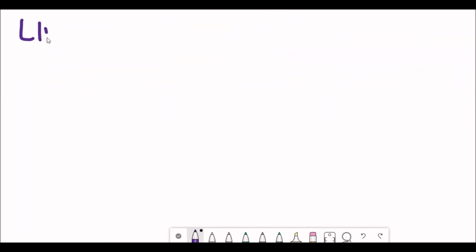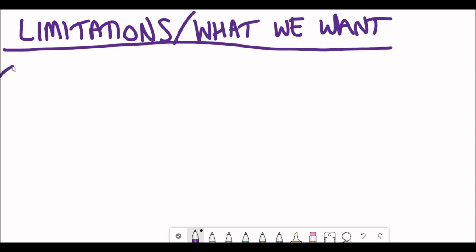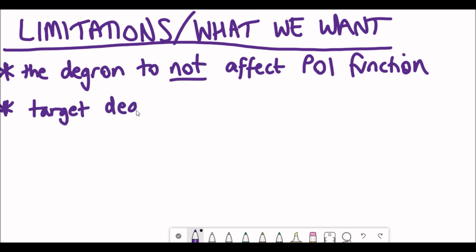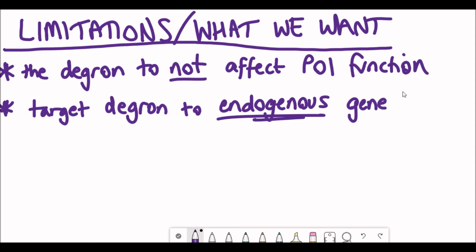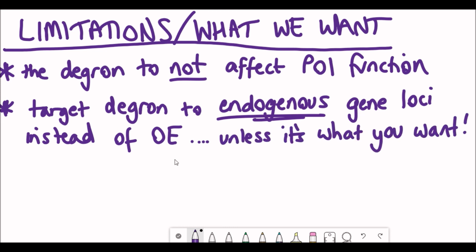Okay, so what are the limitations then? Well, I've actually kind of introduced a couple of limitations along the way. But firstly, leading on from what I was just saying, we don't want this degron to actually affect the function of our protein of interest. That wouldn't be ideal. Secondly, the target degron at the moment is often used in exogenous genes and factors that may be overexpressing this protein. So the idea would be to get the degron to the endogenous gene loci. It depends on what you want to do anyway. But with CRISPR, this is definitely something that's quite feasible.